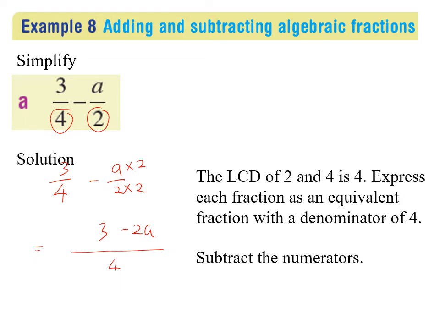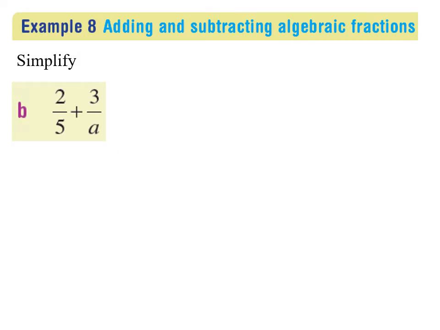Okay, so let's look at this. The lowest common denominator of 2 and 4 is 4. Express each fraction as an equivalent fraction with a denominator of 4, and then you subtract the numerators. All right, next question. Would you like to pause the video and have a go and then come back?